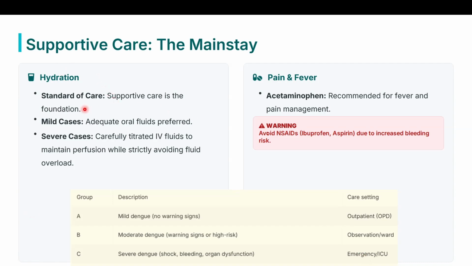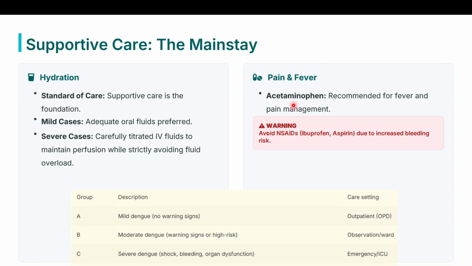So it is mainly supportive care. It is the foundation. Mild cases require only oral fluids, up to 2 to 3 liters per day. Severe cases are carefully treated by avoiding fluid overload. This is the mainstay of the treatment methodology in dengue. It is the fluid balance that is the most important thing.